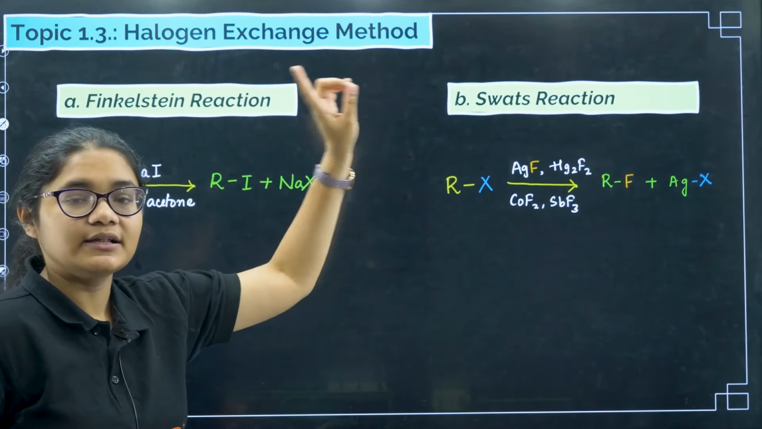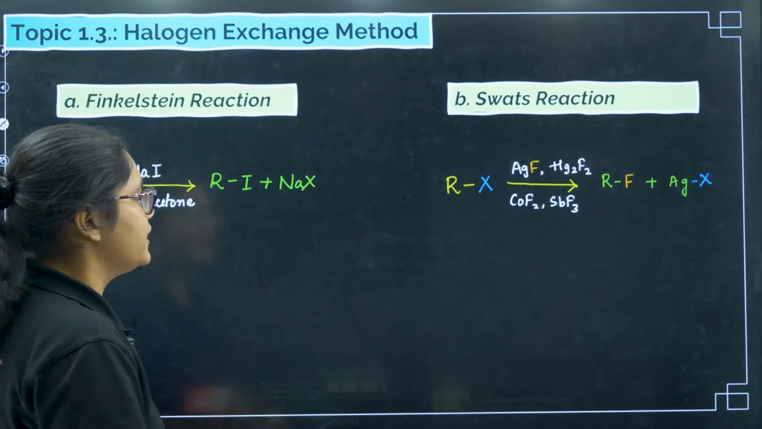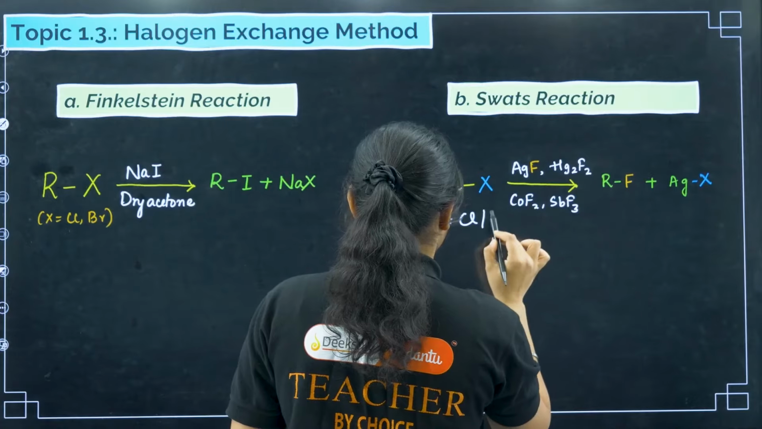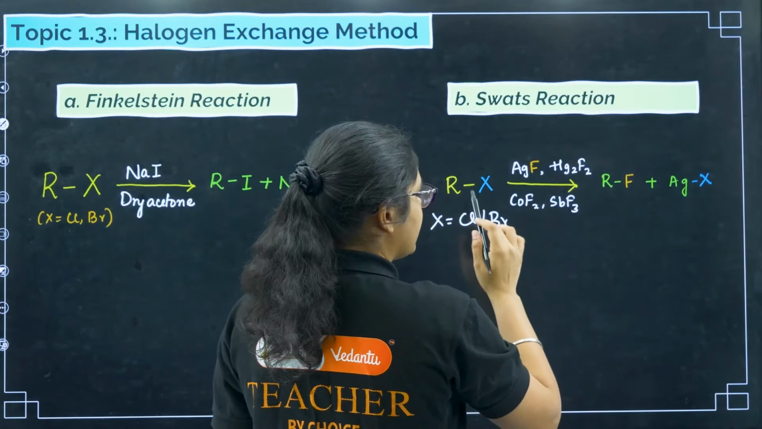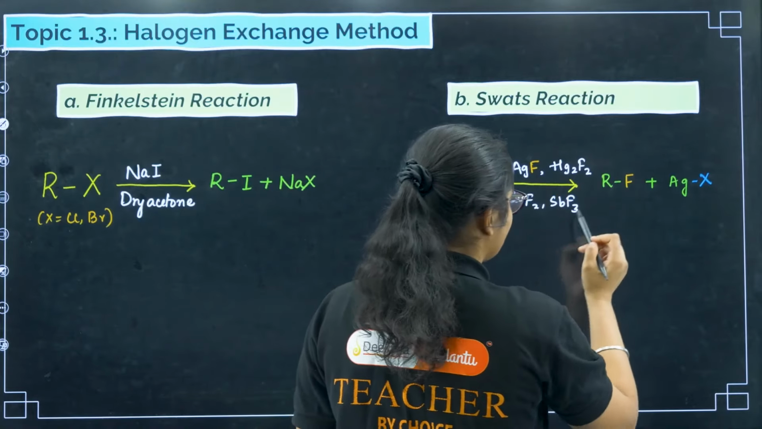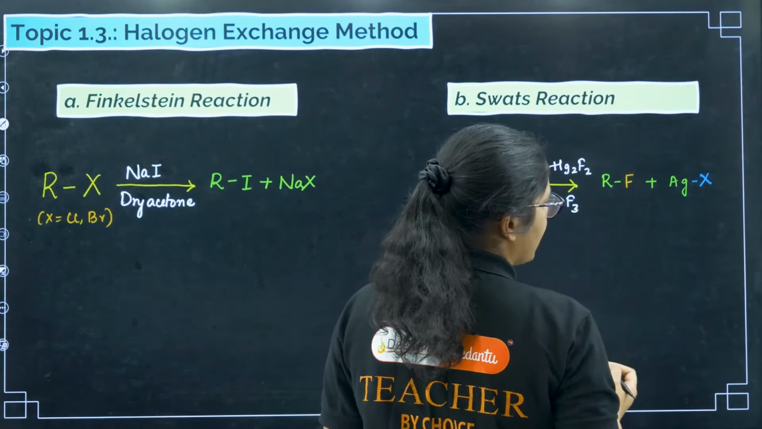and Swarts reaction. These two reactions are very important, you have to memorize them. In the Swarts reaction, generally here X is chlorine or bromine. You take any haloalkane, or I can say chloroalkane or bromoalkane, then treat it with metallic fluorides to get fluoroalkane plus the metallic chloride, metallic halides.